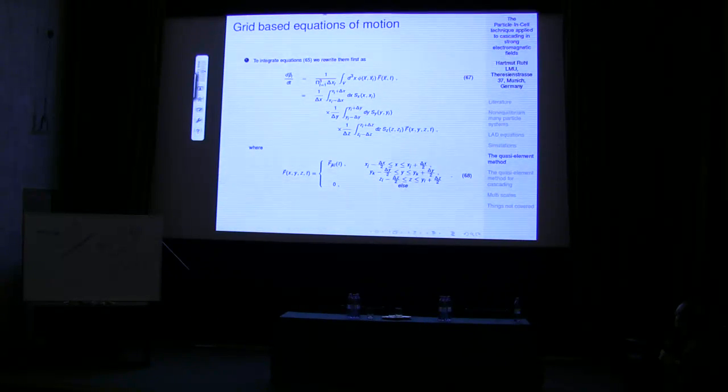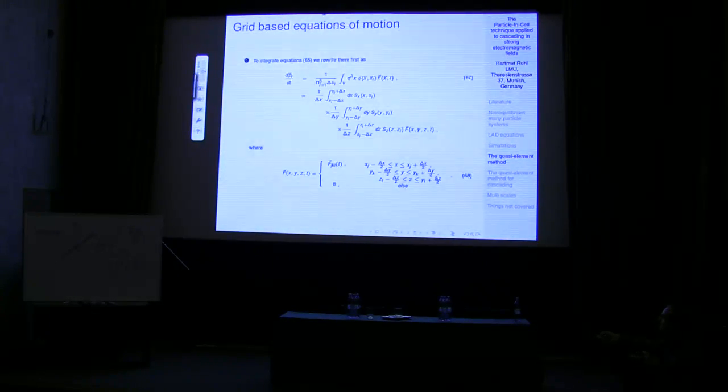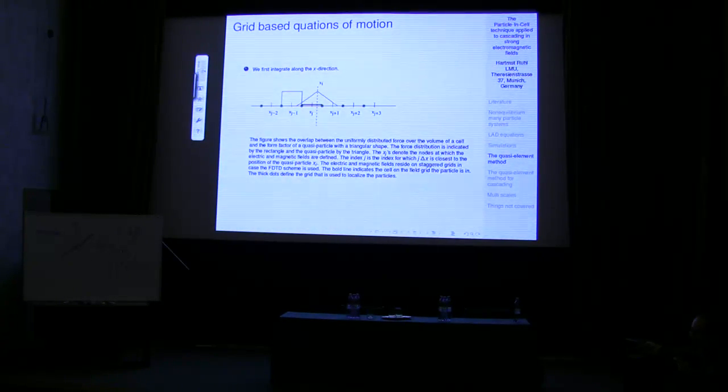And that is done here. So we say that this function up there is a constant within a certain volume, which is called the cell volume, and it's zero elsewhere. With this approximation, we are then able to integrate this equation here analytically. And since the form factor splits into a product of one-dimensional form factors, all you have to do is carry out this integration first. It leads to a function that depends on x and y. And at those positions, cj, we then do the integration over y, and last but not least we do the integration over x. We then obtain a grid-based formulation of the equations of motion.